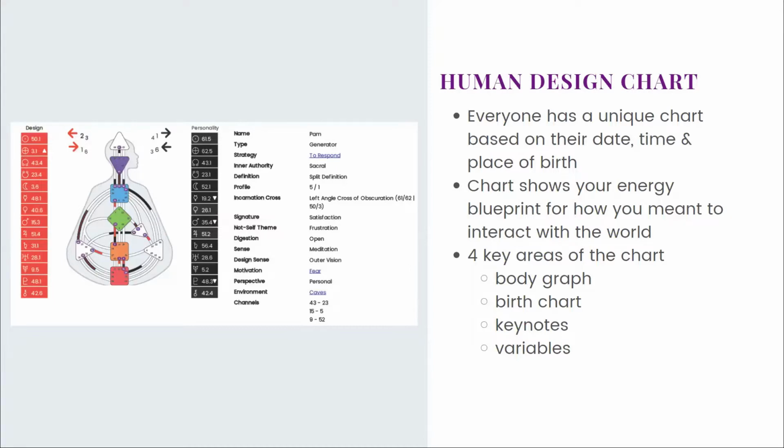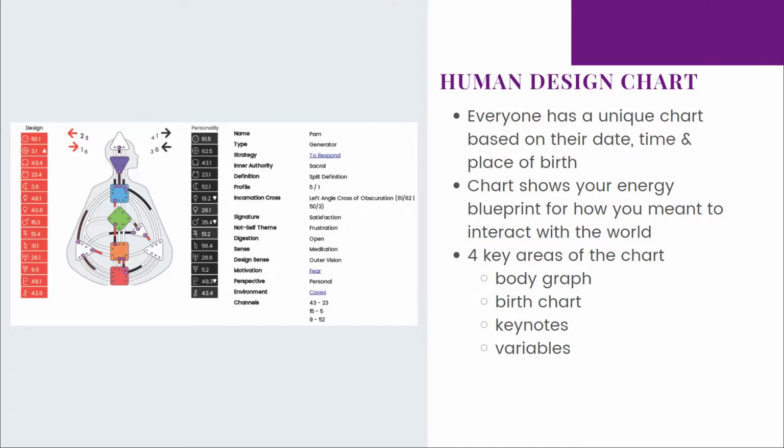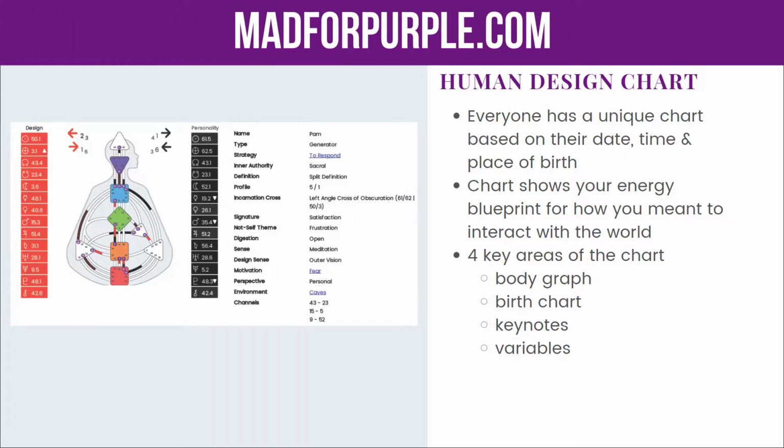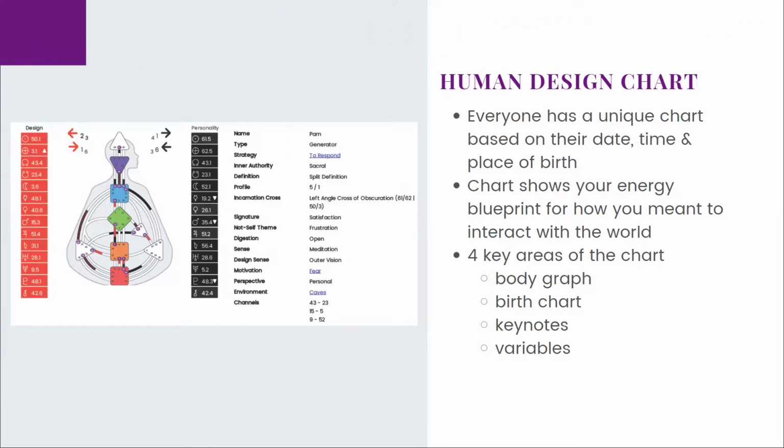So there are a few different places that you can get a human design chart, and they all look a little bit different. But for this purpose, we'll go through the one that's available on my website. Everyone has a unique chart, and it's based on their date, time, and place of birth, much like astrology. This chart shows your energy blueprint for how you are meant to interact with the world. There are four key areas to every chart, no matter where you pull it from. So you have the body graph, you have the birth chart, you have the keynotes, and you have the variables.